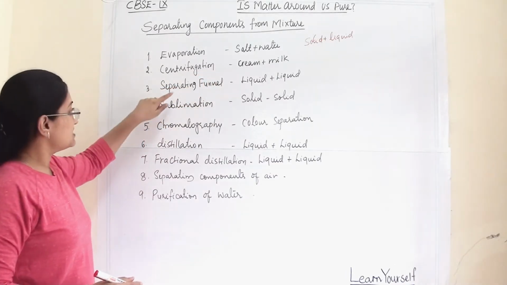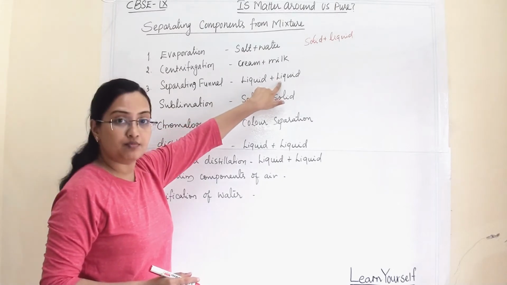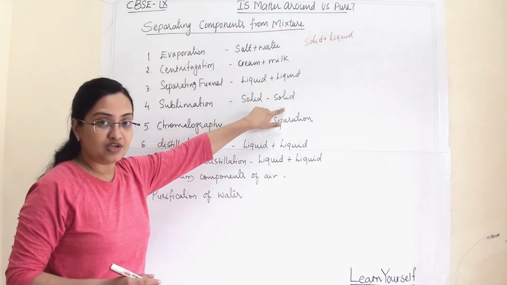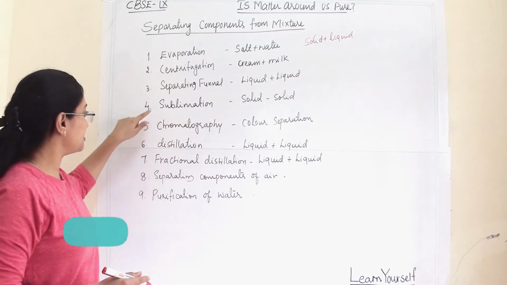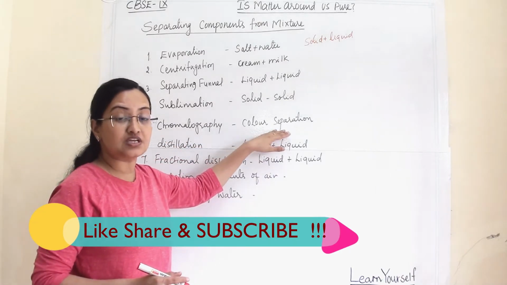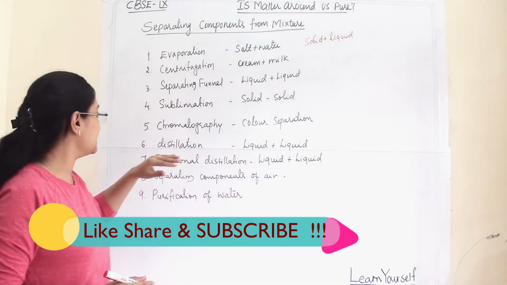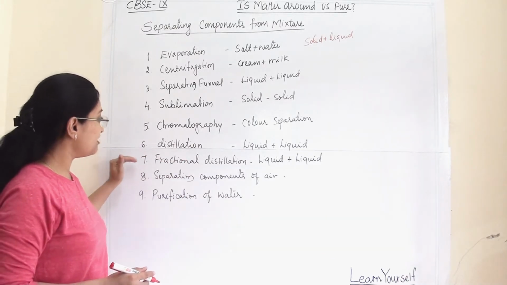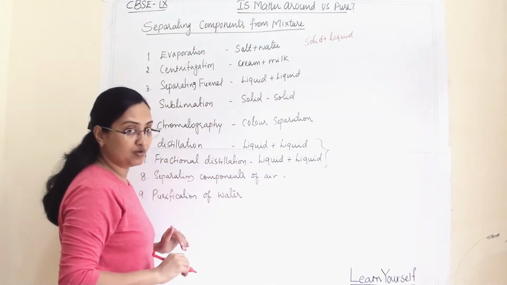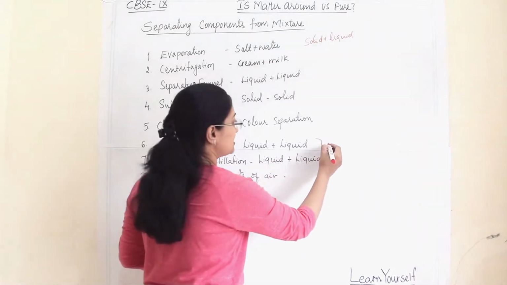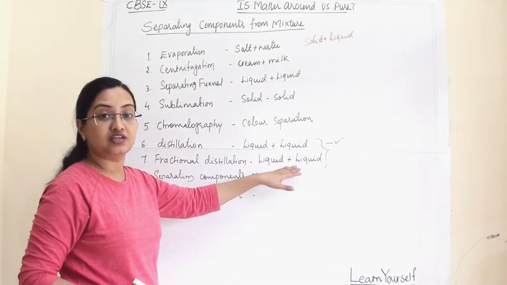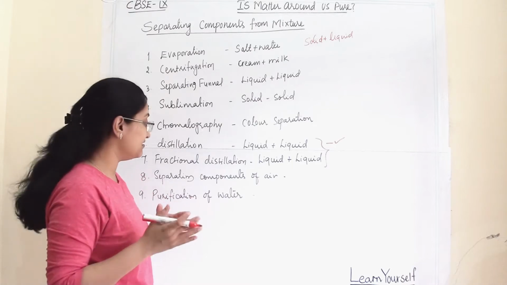The third is the separating funnel, with which we separate a liquid mixture. Sublimation is used to separate a solid mixture. Then the technique is chromatography, which we use to separate colors of the ink. Then distillation and fractional distillation we use to separate two-liquid mixtures. Distillation is for miscible liquids and fractional distillation is for liquids whose boiling points are near.